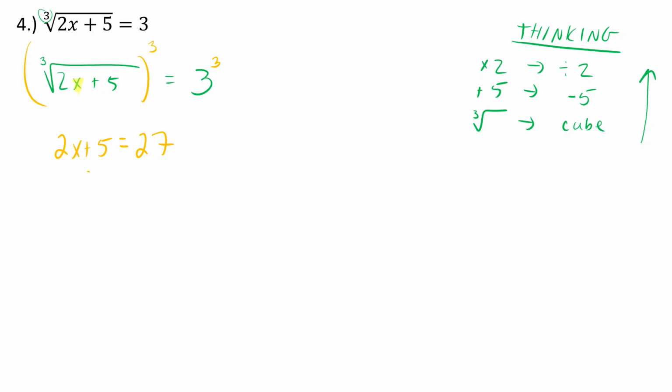Now we will subtract the 5. And we get 2x is equal to 22, and then divide both sides by 2, and we get x is equal to 11. Yay.